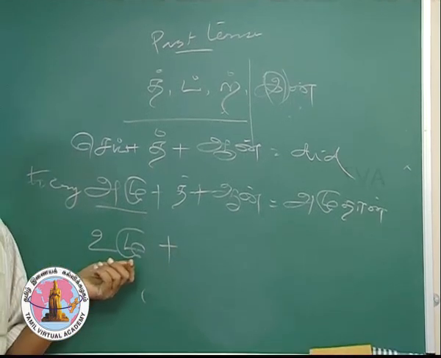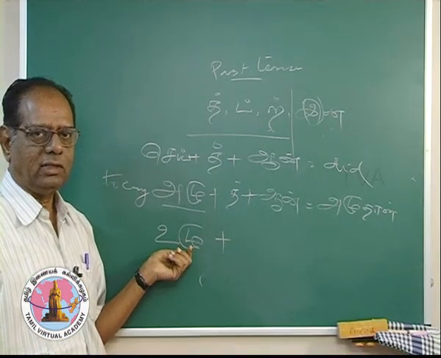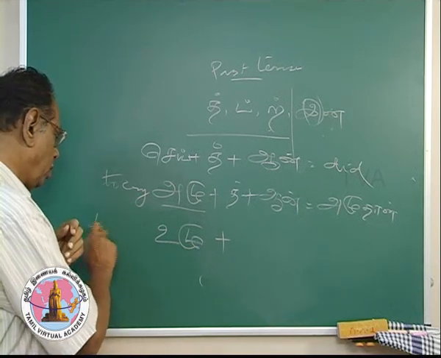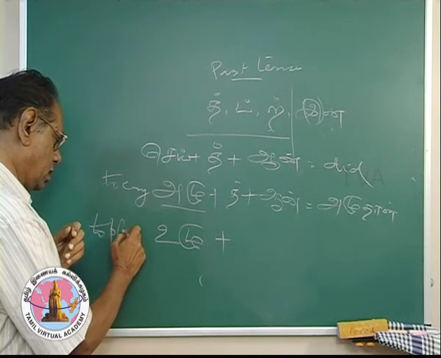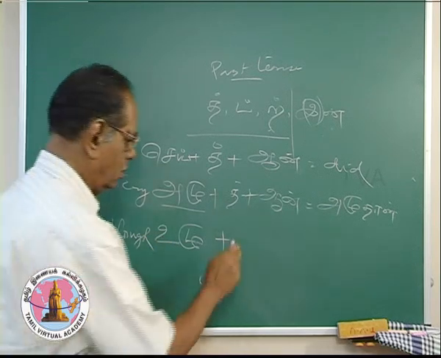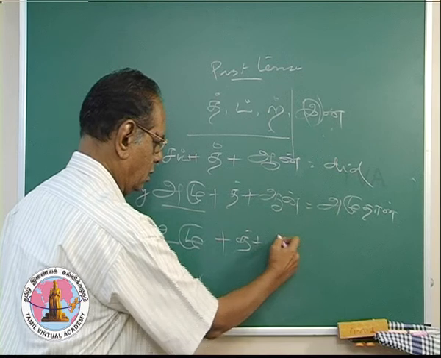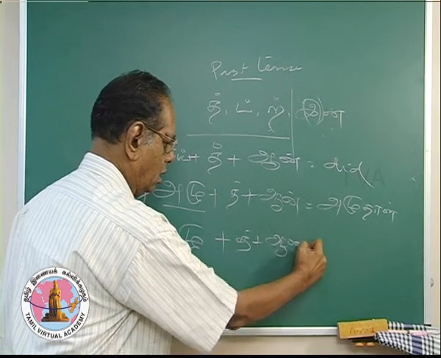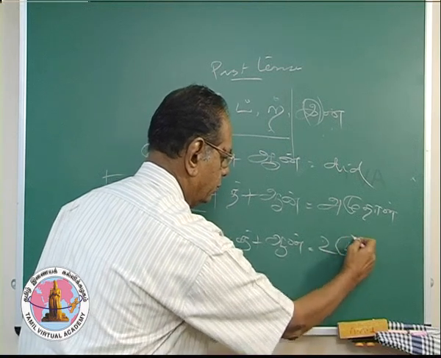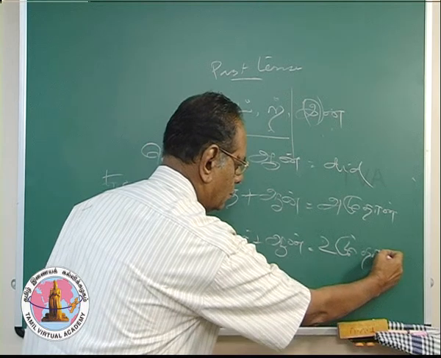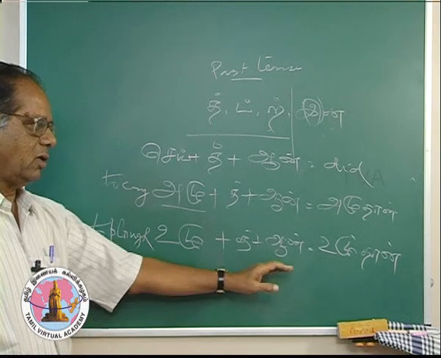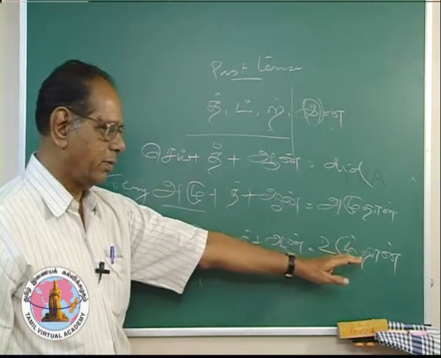Do you remember this word? We did come across that earlier. உழு, to plow. உழு plus த் plus ஆன், உழுதான். He plowed.